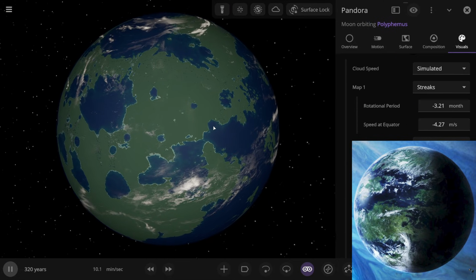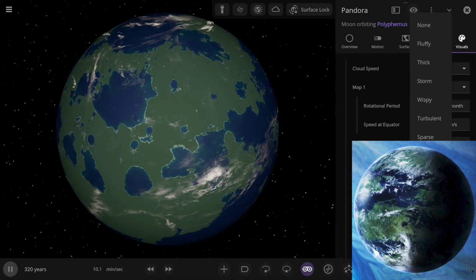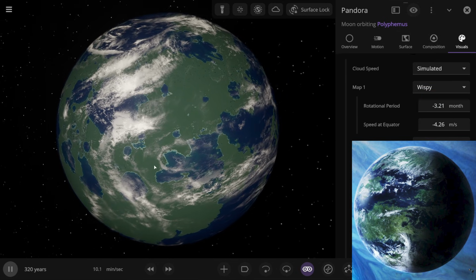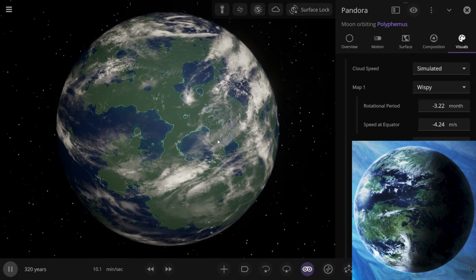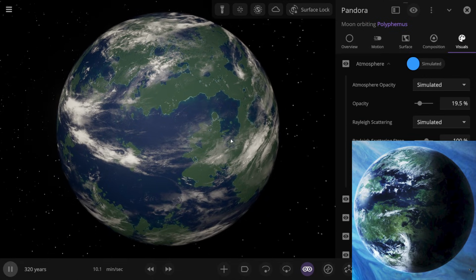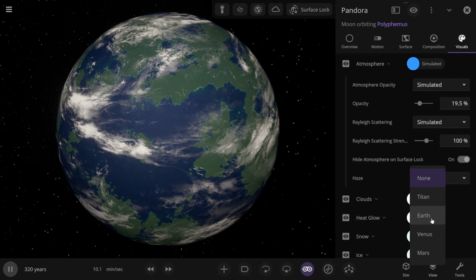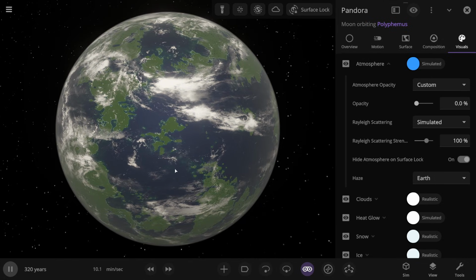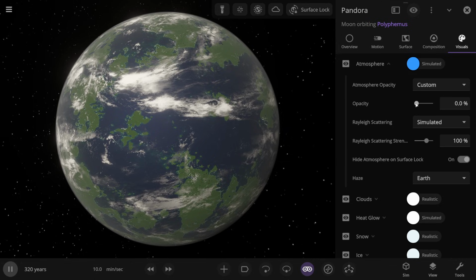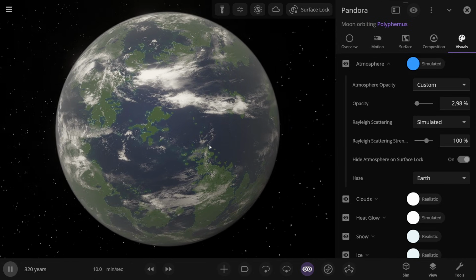Now I want to configure the clouds to make them look similar. Let's have wispy clouds here, like these. They fit perfectly. And for the second type of clouds, let's make them turbulent. Well, that seems good, right? Also, the atmosphere. I think it wouldn't hurt to add Earth's haze here. And here you can completely remove this opacity. Basically, it's fine. Well, although you could set it to maybe 3% like this.